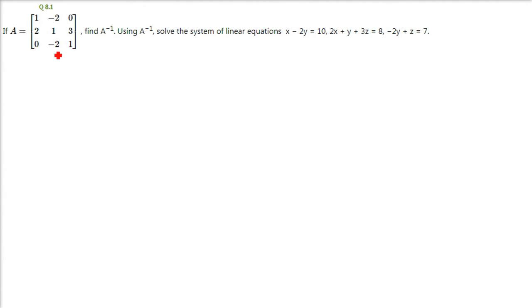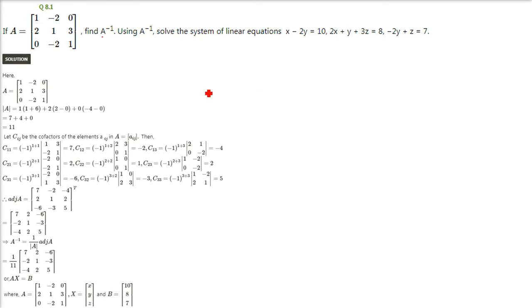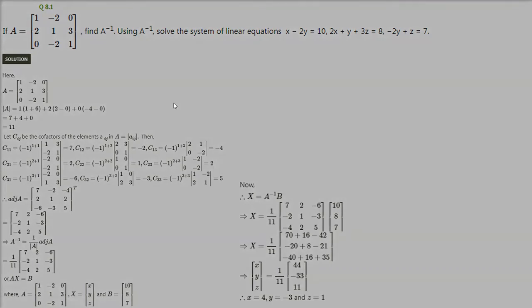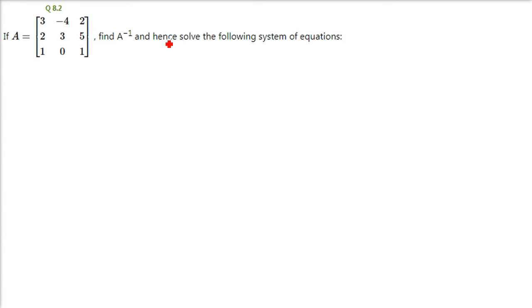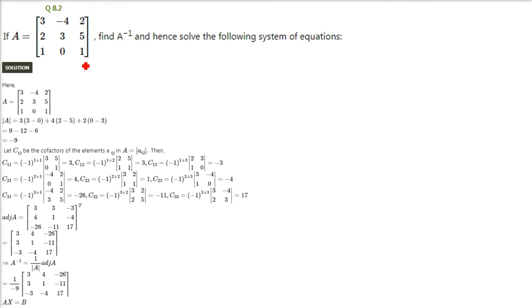Same thing here. Using A inverse, you have to find the solution of this equation. Same thing, I'm just going forward now. So A is equal to this, and let me just give you the constant values here. See, question 8 has certain parts here. I don't know which edition you are using. You will find out which question is there in your edition.